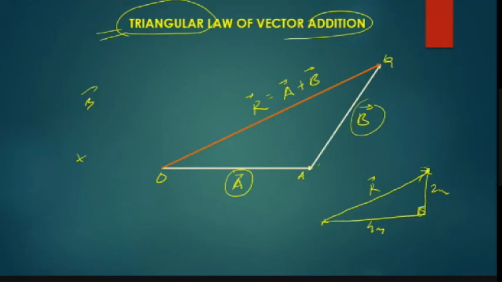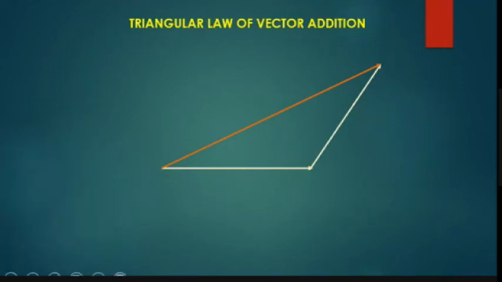Pooja, can you just conclude this triangular law of vector addition? I want to add two vectors, vector A and vector B. First, what I have to look? Sir, whenever they make an angle, that means they are not collinear. If they are not collinear, which law I have to apply? Triangular law of vector addition. Triangular law. Okay, good.